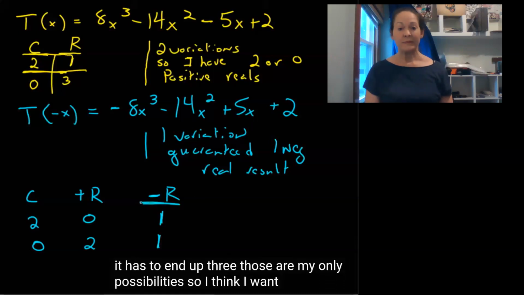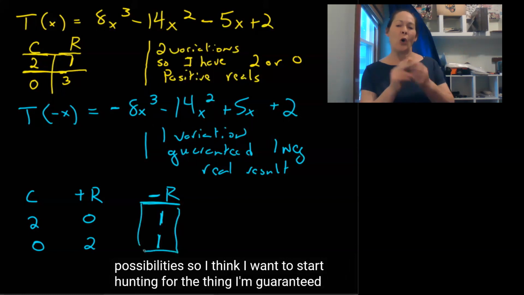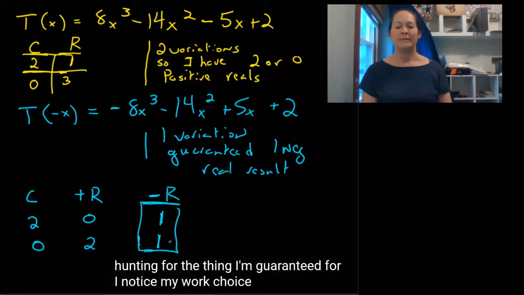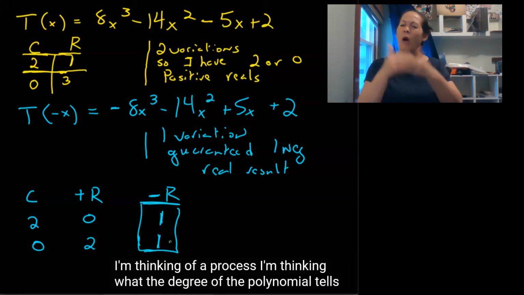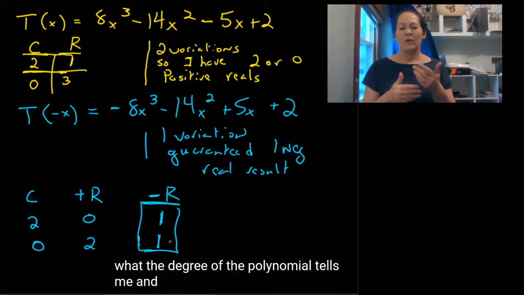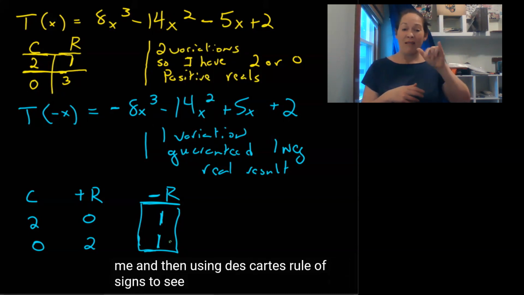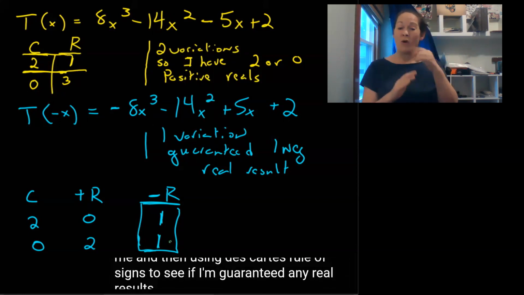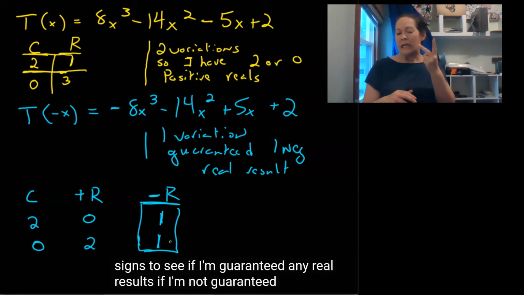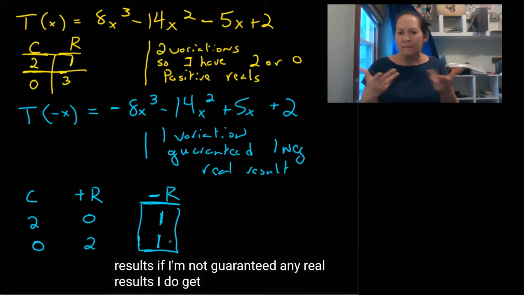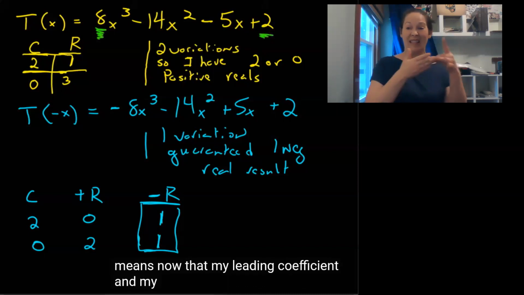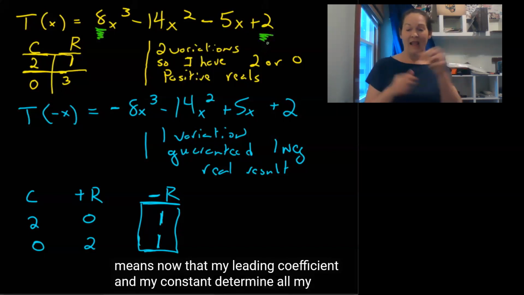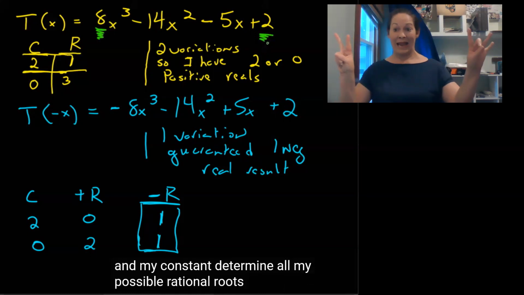So I think I'm going to start hunting for the thing I'm guaranteed for. All right, notice my word choice around this. I'm thinking of a process. I'm thinking what the degree of the polynomial tells me. And then using Descartes' rule of signs to see if I'm guaranteed any real results. If I'm not guaranteed any real results, we get a bit more odd. But that means now that my leading coefficient and my constant determine all my possible rational roots.